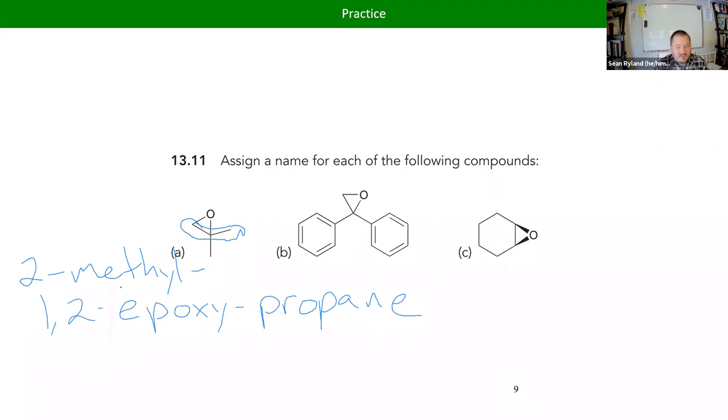In this case, with this simple of a molecule, you could probably just say methyl epoxy propane. And there's really no other way it could be arranged, right? Because if it's a propane group, the epoxy is always going to be between carbons 1 and 2. And if it's propane, any methyl group has to be on carbon 2. But again, better safe than sorry with the numbering.